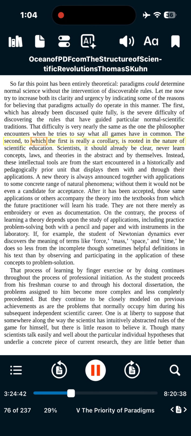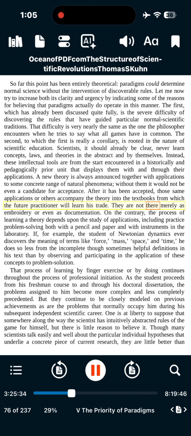The second, to which the first is really a corollary, is rooted in the nature of scientific education. Scientists, it should already be clear, never learn concepts, laws, and theories in the abstract and by themselves. Instead, these intellectual tools are from the start encountered in a historically and pedagogically prior unit that displays them with and through their applications. A new theory is always announced together with applications to some concrete range of natural phenomena. Without them it would not be even a candidate for acceptance. After it has been accepted, those same applications or others accompany the theory into the textbooks from which the future practitioner will learn his trade.